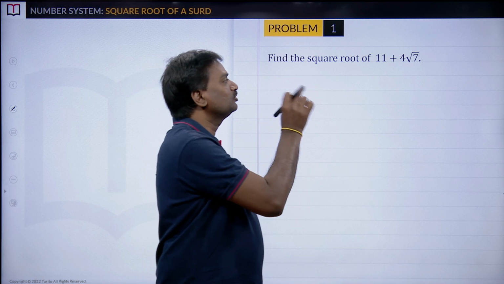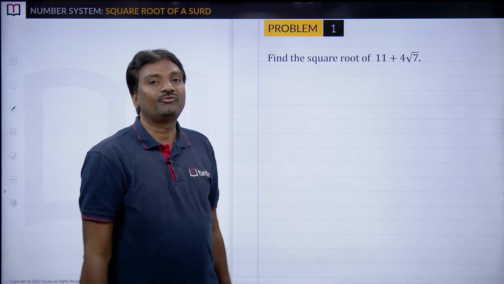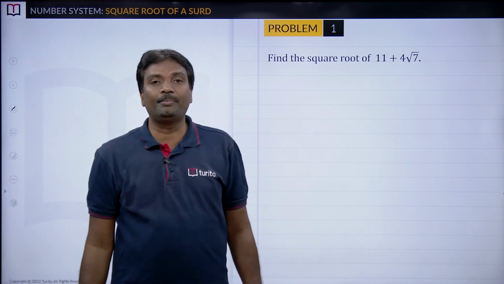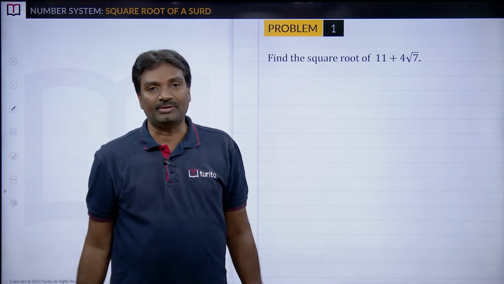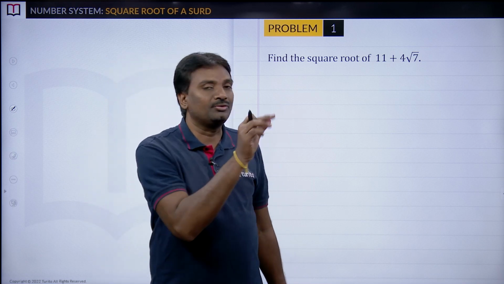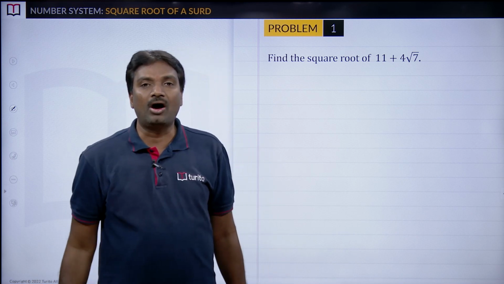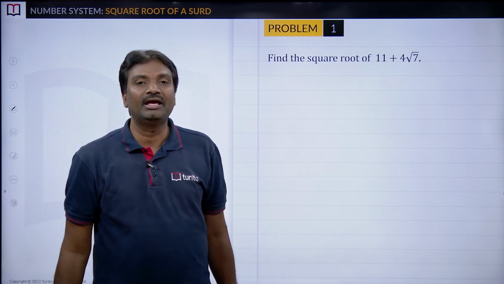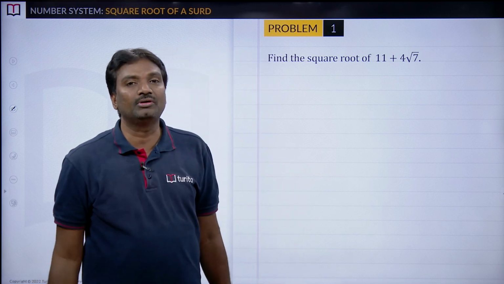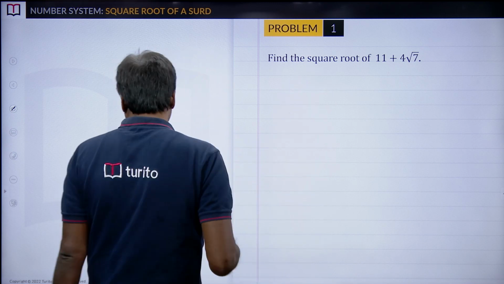So we can take the square root of 11 plus 4 root 7, that is nothing but the square root of 11 plus, by writing 4 under the square root, 16 into 7, that should be 112. So that is in the form of a plus root b. Then you can take root x plus root y, square on both sides, compare the rational and irrational terms on both sides, and you will get the values of x and y. From that you will get the square root of the given number.